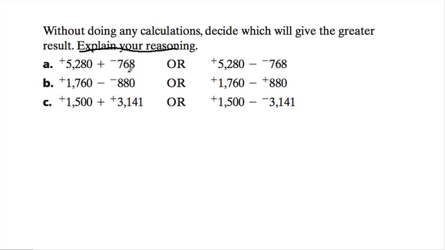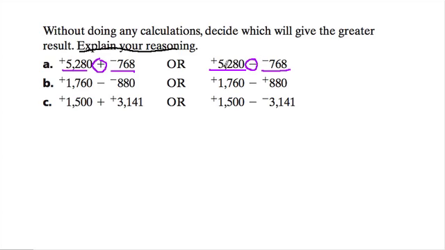Well, in both cases, we're adding a positive. We have a positive and a negative value. Positive 5,280 or positive 5,280. Here we have a negative 768. Here we have a negative 768. The difference is that here we're adding and here we're subtracting.